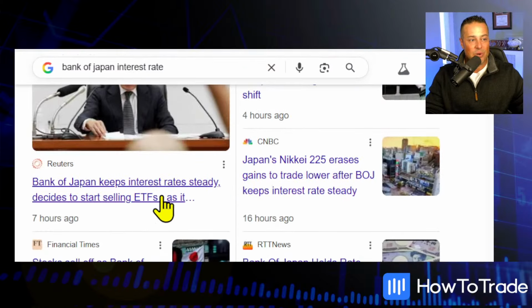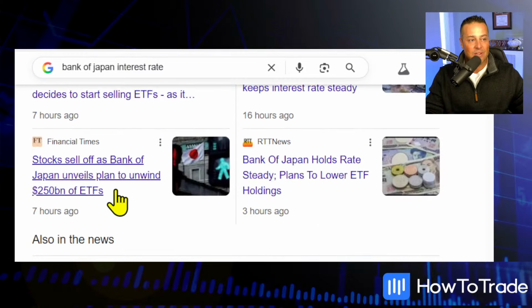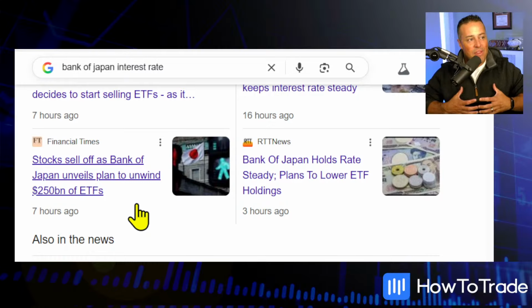Bank of Japan keeps interest rates steady, decides to start selling ETFs. Unveils plan to unwind $250 billion worth of ETFs. What does that mean? It's on their balance sheet. It means that the Bank of Japan is going to start reducing their holdings, their assets. Instead of holding all those yen, they decided to hold a bunch of ETFs. So when they start unwinding those assets, selling those assets back to the market, what are they essentially doing?